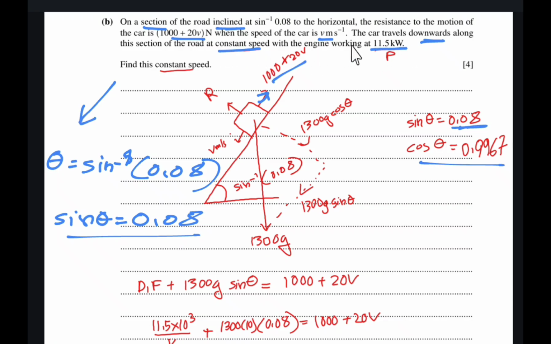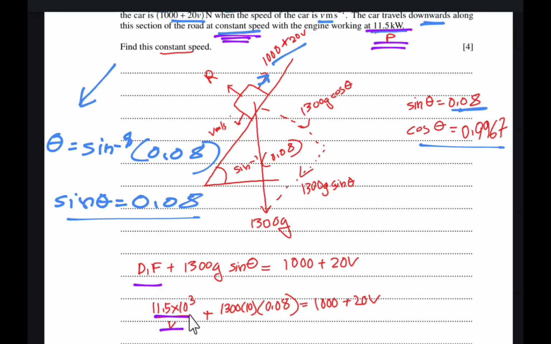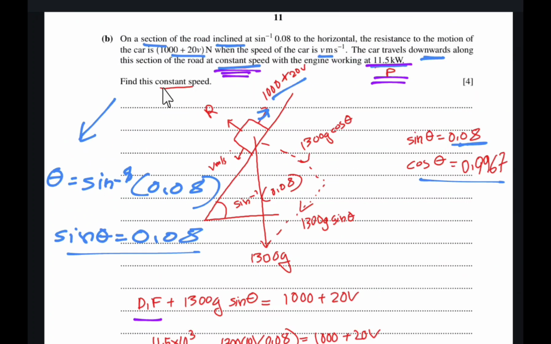So the car has a constant speed and its power is given as 11.5 kilowatt. So we have been given the value of speed and the value of constant power. We know that the driving force is equal to power by velocity, that is 11.5 into 10 to the power 3 by velocity, since it is kilowatt, and we need to find the constant speed. That means for a constant speed acceleration is 0, so mass into acceleration is 0. That means the forward force is equal to the resistive force.